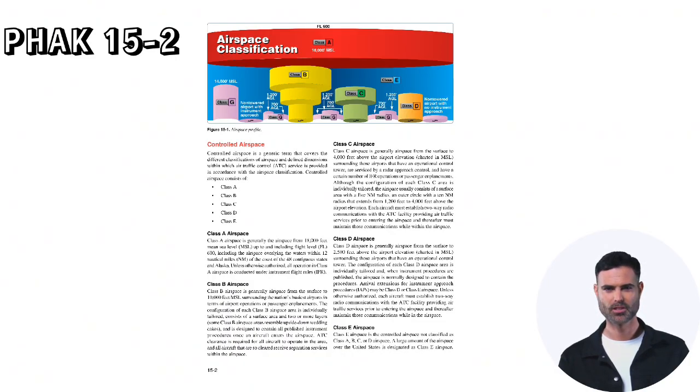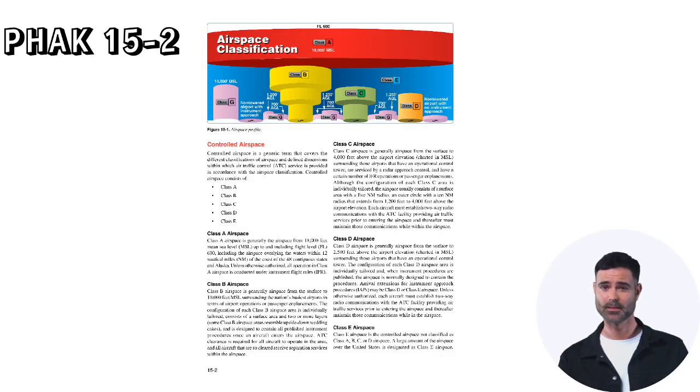Controlled airspace. Controlled airspace is a generic term that covers the different classifications of airspace and defined dimensions within which air traffic control (ATC) service is provided in accordance with the airspace classification. Controlled airspace consists of Class A, Class B, Class C, Class D, and Class E.